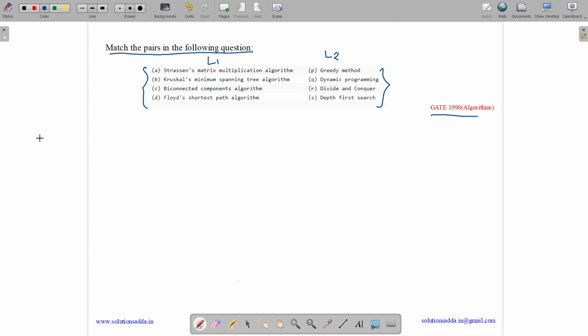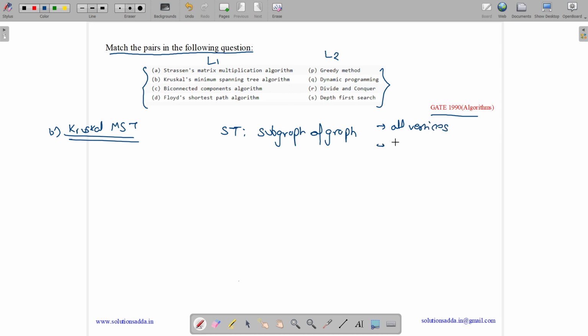algorithm. Let me first explain what the Kruskal minimum spanning tree algorithm is. First, what is a spanning tree? A spanning tree is basically a subgraph of a graph which has all vertices of the graph. The number of edges in a spanning tree equals the number of vertices minus 1, and it is a tree, which means it is acyclic and connected.